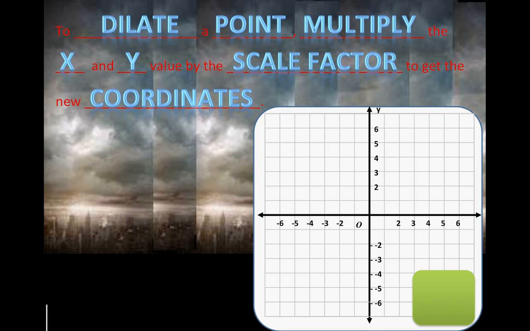So we're going to do a couple examples. Again, don't overthink it. It's not anything super complicated. So dilating means expanding or contracting, just like the pupils of your eyes do, the little black part. It expands and contracts with different light.